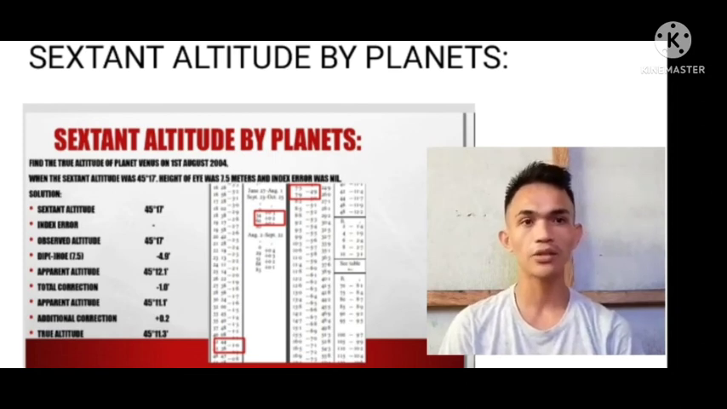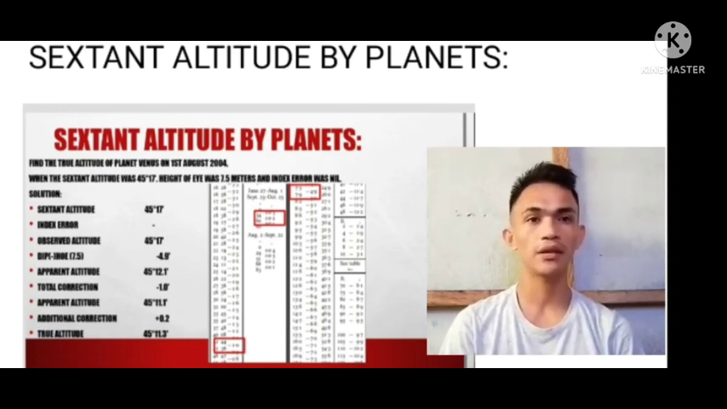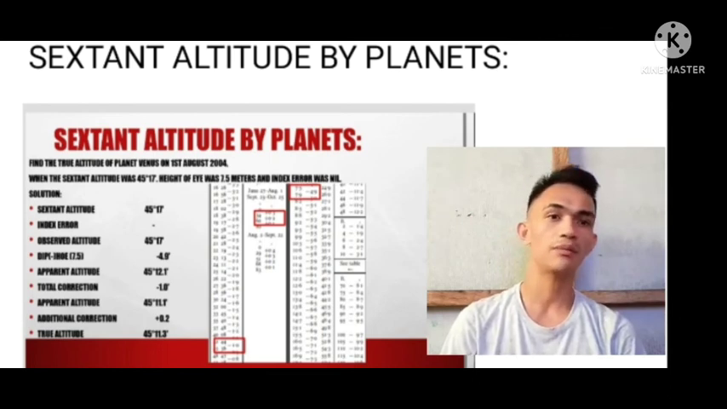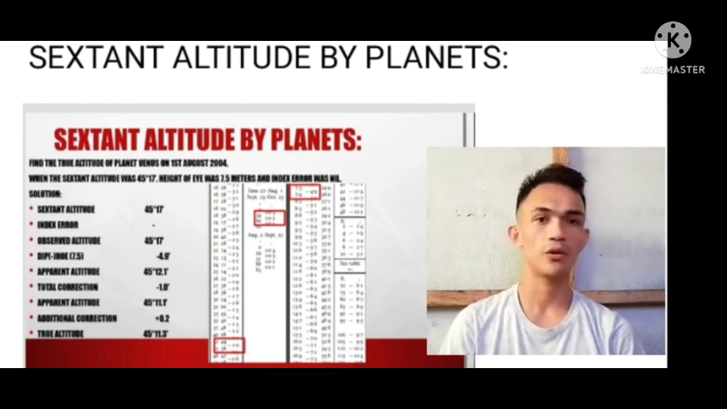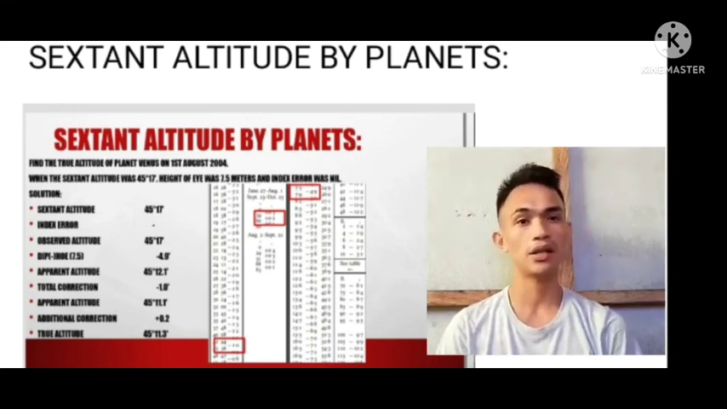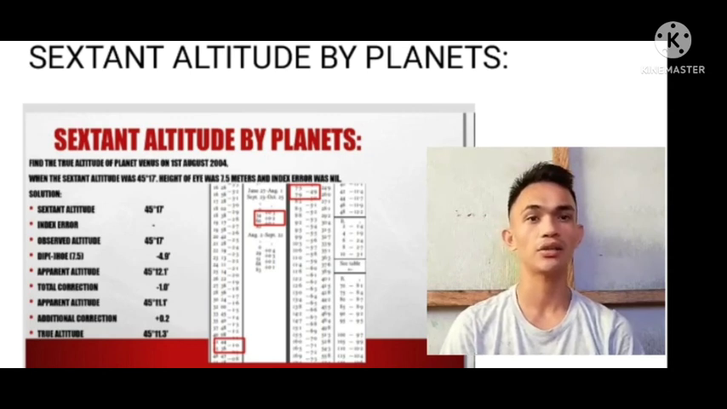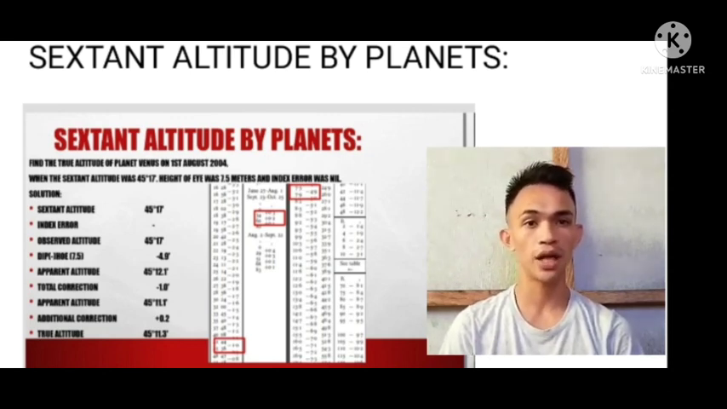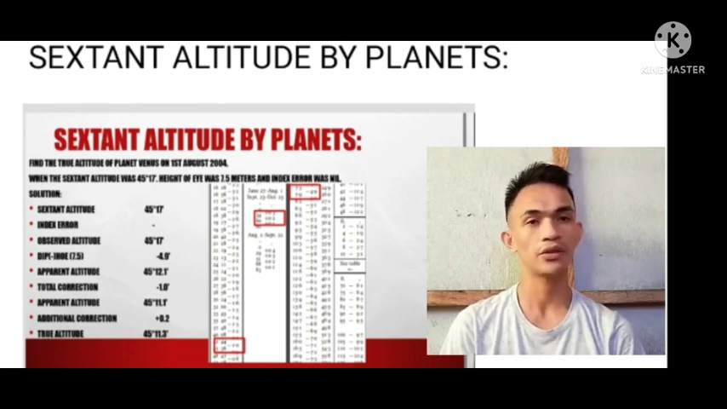For the additional correction, we have on the given the 1st of August 2004. As you can see in the middle row, we have positive 0.2 minutes. That's our additional correction. So we need to add the apparent altitude and the additional correction. So we have the true altitude, which is 45 degrees 11.3 minutes.